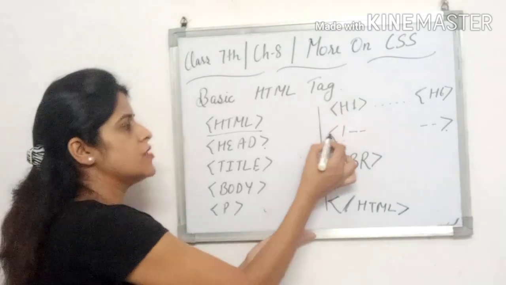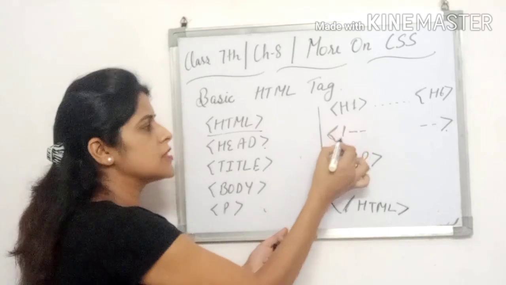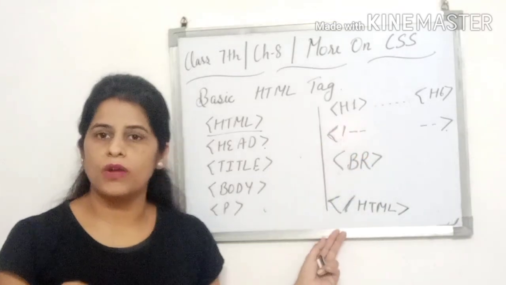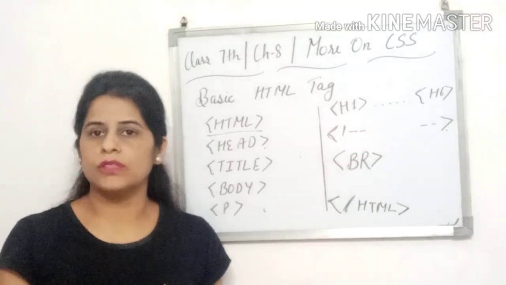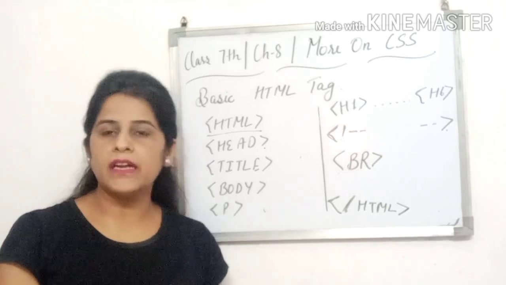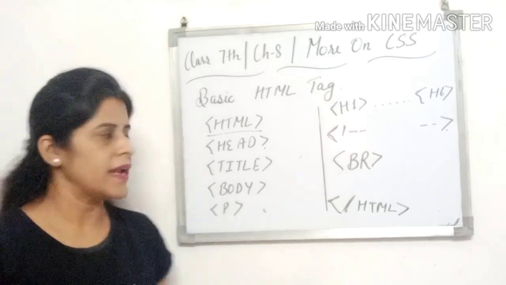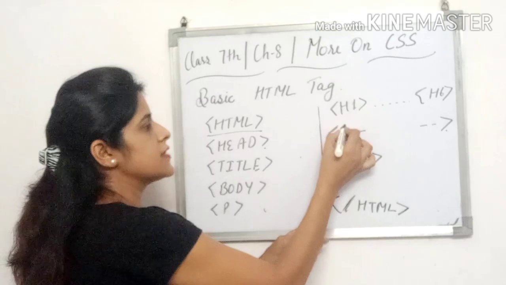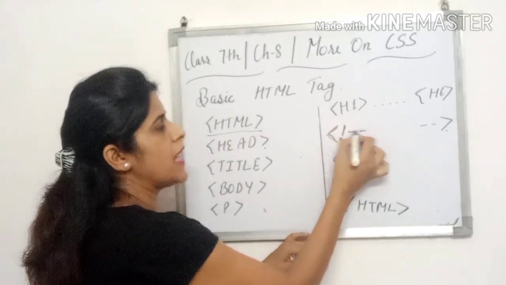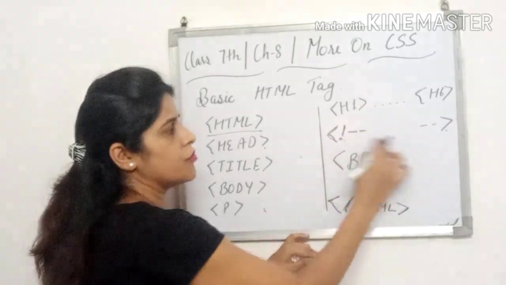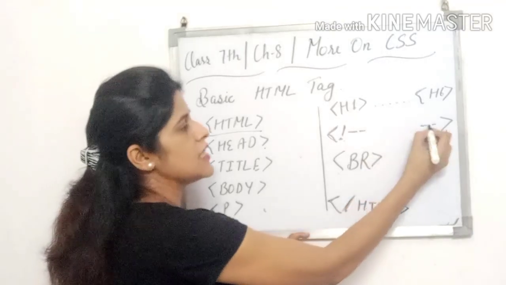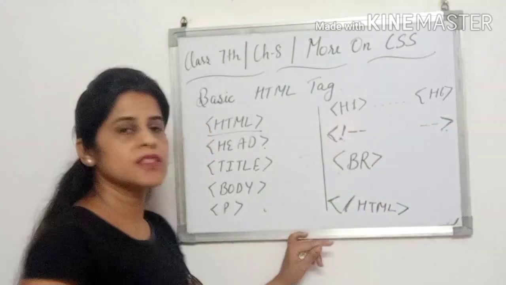Next is the tag for the comment section. If you don't want to include a line in your program, and you just want to write that line to increase the readability of the program, then you can use the comment tag. This is the comment tag: sign of exclamation, then 2 dashes, and after that whatever we want to write, and at last 2 dashes, and then the tag is closed.